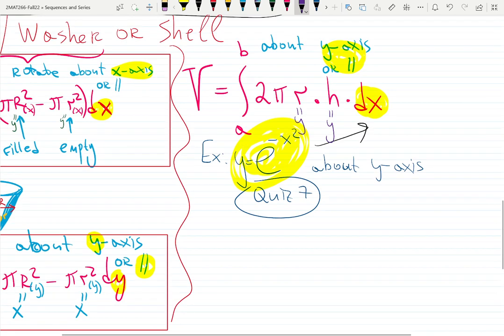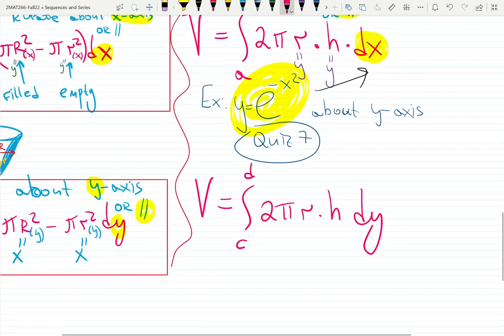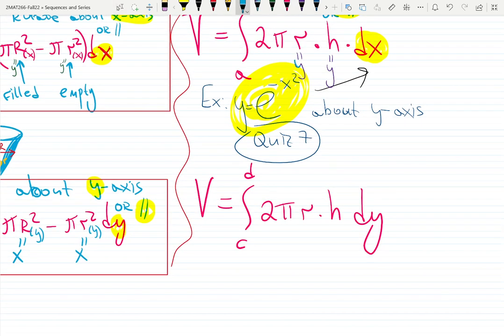So let me show another one first. Or it's the integral from c to d of 2 pi r h dy, where now, so it used to be y equals, now it's x equals, and this is rotation about the x-axis, or anything that looks like the x-axis, so parallel.